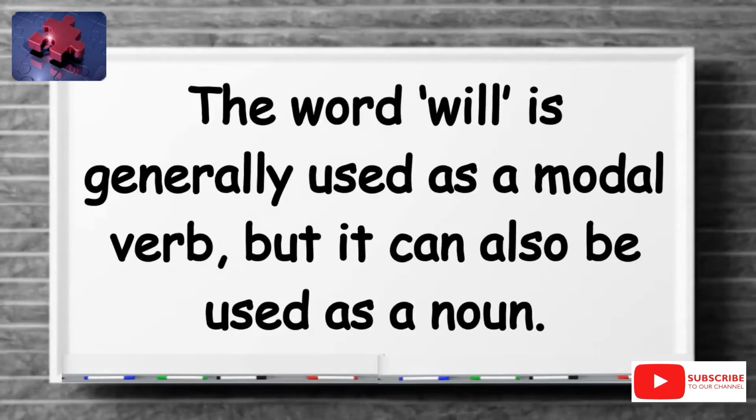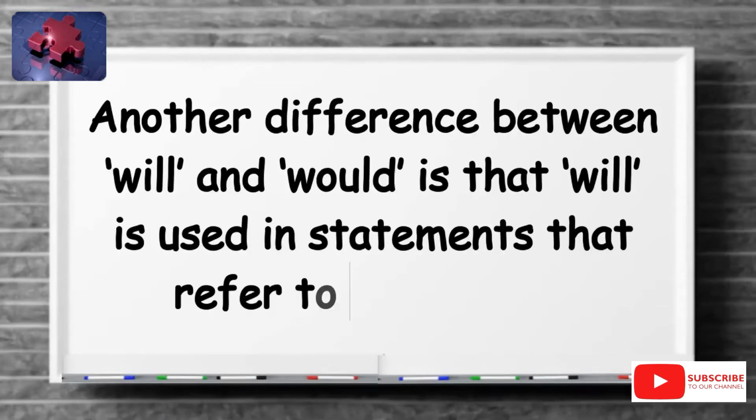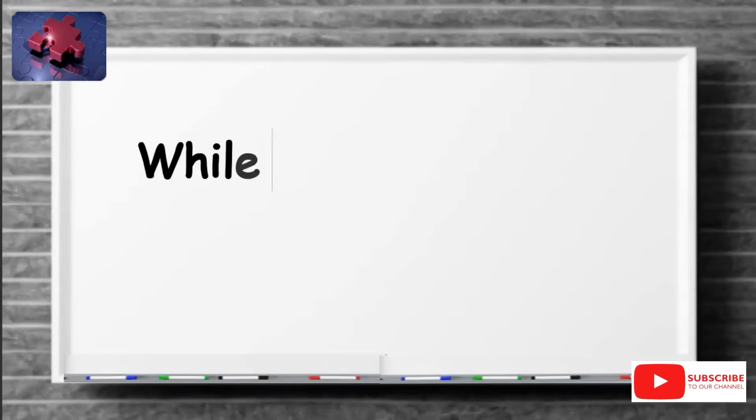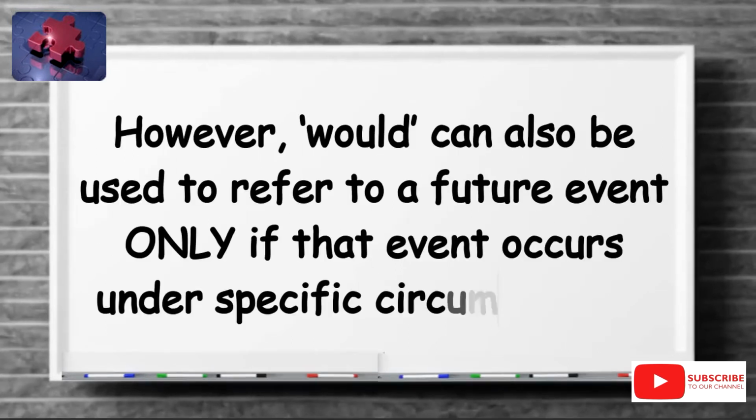The word will is generally used as a modal verb, but it can also be used as a noun. Would is also a modal verb and is the past tense of will. Another difference between will and would is that will is used in statements that refer to the future, while would is used to refer to events in the past. However, would can also be used to refer to a future event only if that event occurs under specific circumstances.